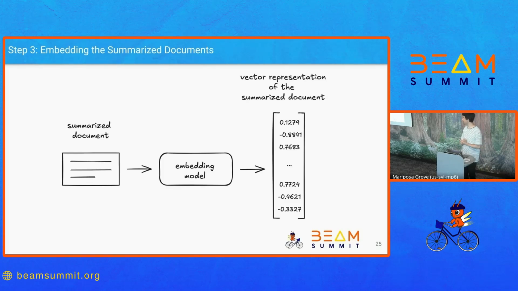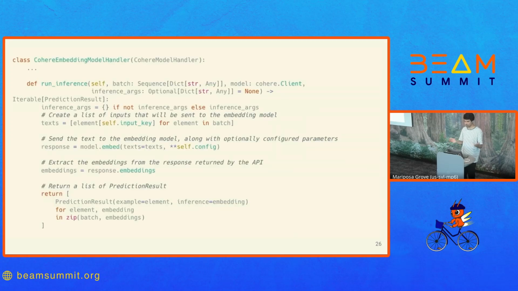Then a third step in our pipeline, we have our summarized contents. So we have a more dense representation of what is in the document. Then we are ready to send it to an embedding model to get that vector representation. And here again, we use a custom model handler. This time we are going to send it to a different model, an embedding model. Again, a little bit of tweaking to be able to send it to the API, and then a little bit of post-processing of the response. And then we have our embedding for that summarized piece of text.